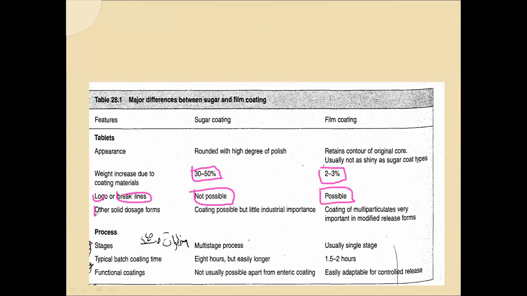Then, with respect to other solid dosage forms such as capsules or granules, coating is possible, but they have little industrial experience. That is the importance. And when we talk about film coating, we can go for the coating of multiparticulates, mainly granules and other forms. And a very important thing is that you can modify the release pattern of the drugs.